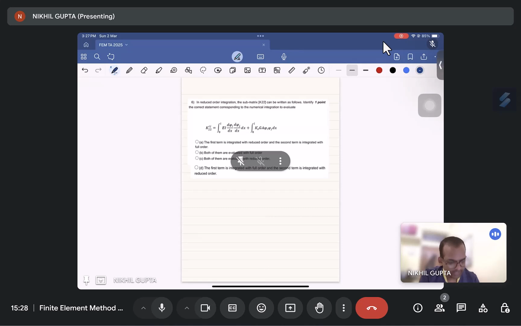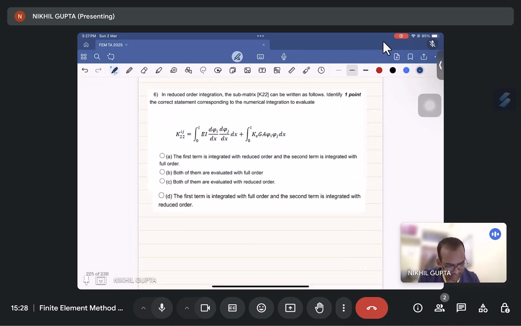Let's go to the next question. Let's read what it is saying. It says, in reduced order integration, the submatrix K22 can be written as follows. We have to identify which K22 is given like this. As I told you, by seeing it, we can tell it's the Timoshenko beam stiffness. Now, correctly identify the correct statement corresponding to the numerical integration to evaluate this.